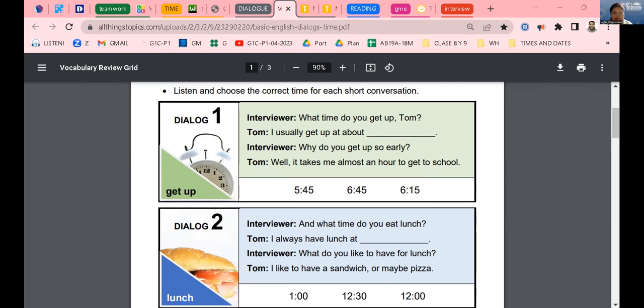Okay, excellent. Dora, what time do you get up, Dora? I usually get up at about 5:45. Okay. Why do you get up so early, Dora? Well, it takes me almost an hour to get to work. Okay. I usually get up at about. So you can say at about. I usually get up at about 5:45, 6:15.